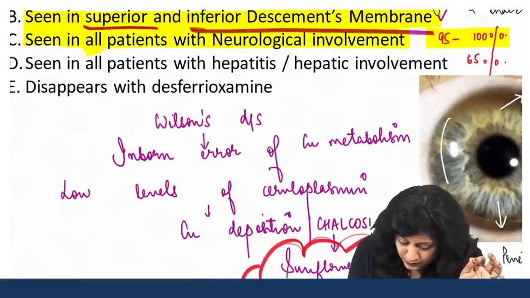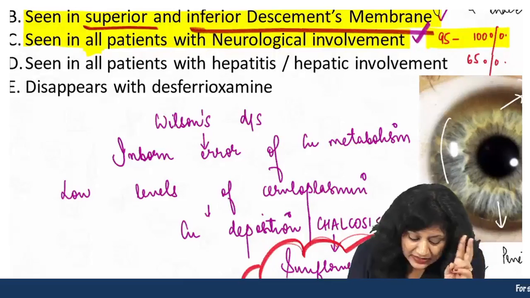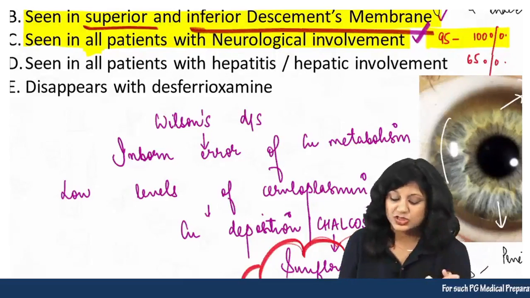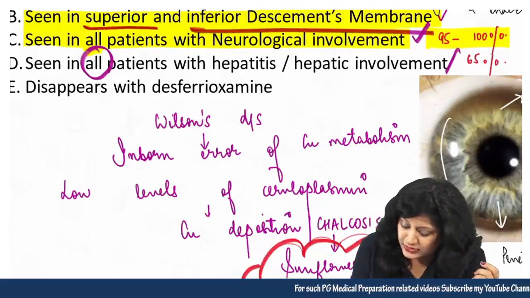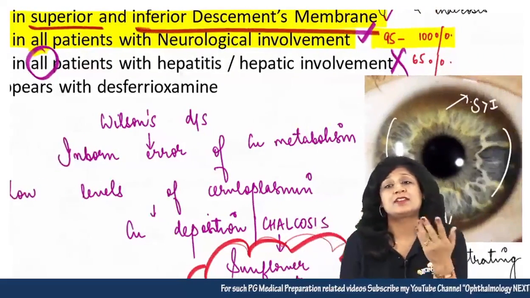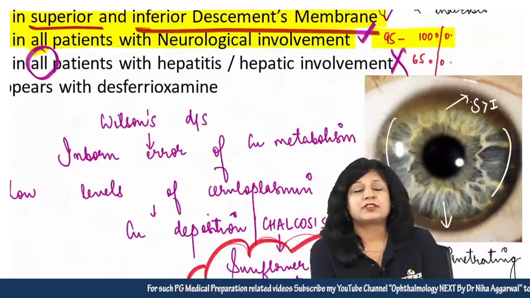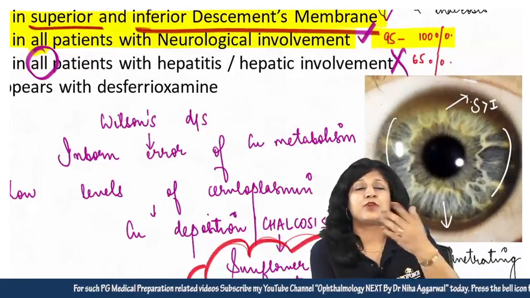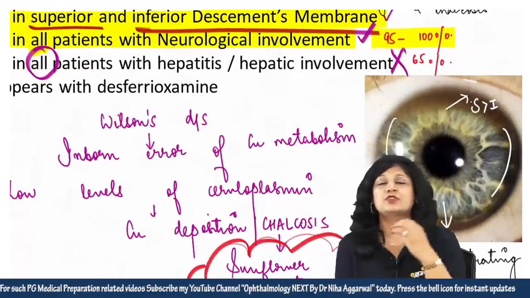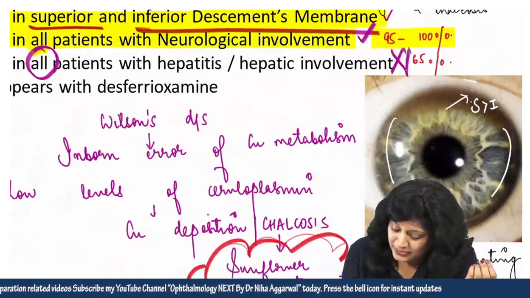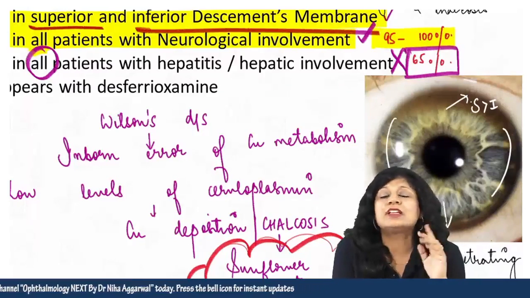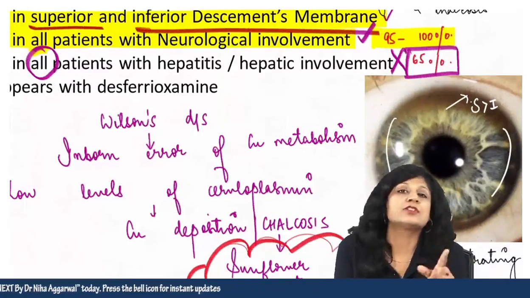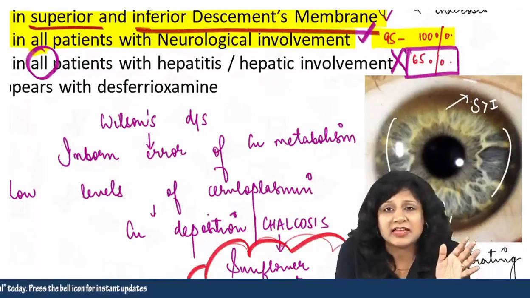Now if you look at option D, seen in patients with hepatic involvement, again they are saying all. So this is actually wrong. It is not all. I think this is about 50%, because some books say 30%, some say 40, some say 50, some say 60. Even if I take the maximum value, that is 65%, and that is far away from all. So this statement is wrong. It is not associated with all the patients who have hepatic involvement.